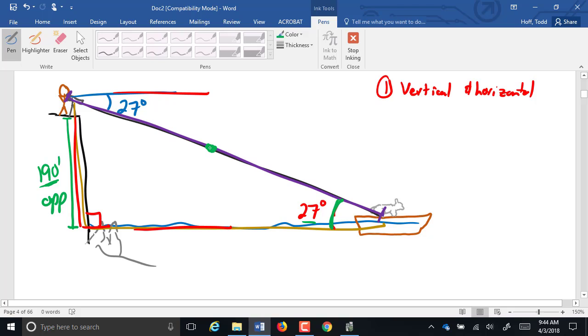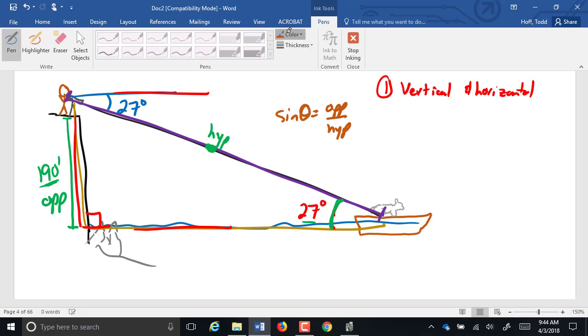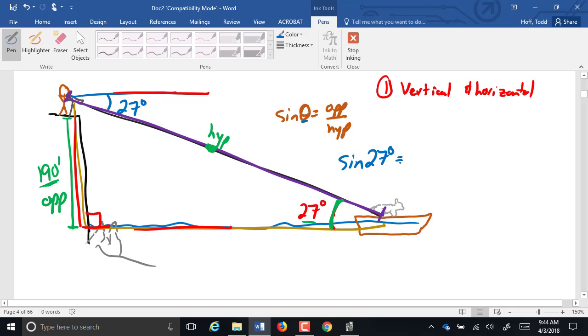Which side of the triangle is that? Hypotenuse. What trig function uses opposite and hypotenuse? Cosecant does, and also the sine does. Sine of theta, sine of an angle, is opposite over hypotenuse. So let's fill in what we know with that. Do we know the angle? Yes, that's the 27 degrees. Do we know the length of the opposite side? That's the 190 feet. Do we know the length of the hypotenuse? No, that's what we're trying to find. We'll call that x.